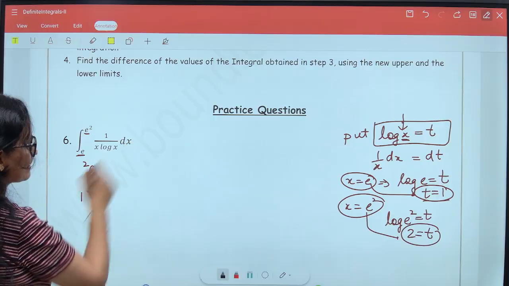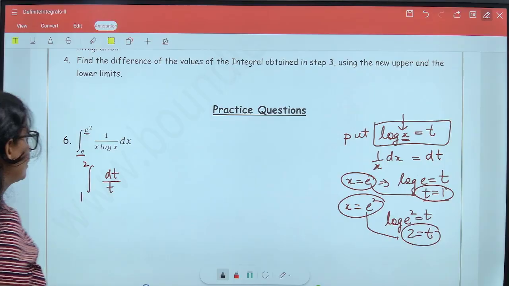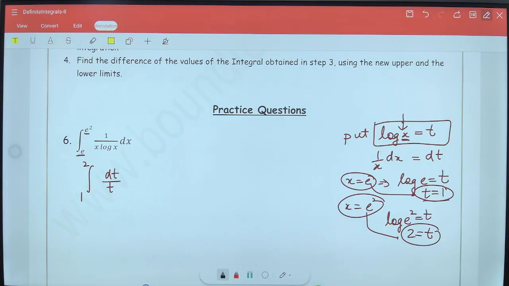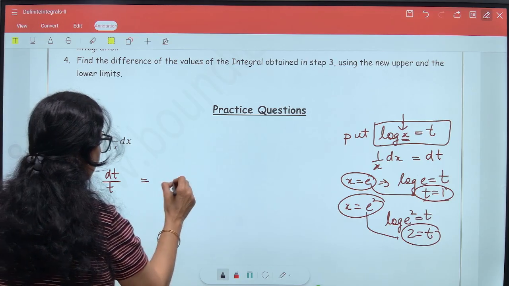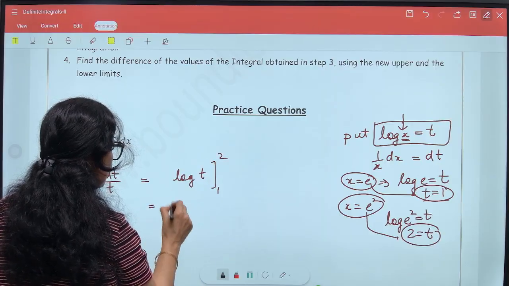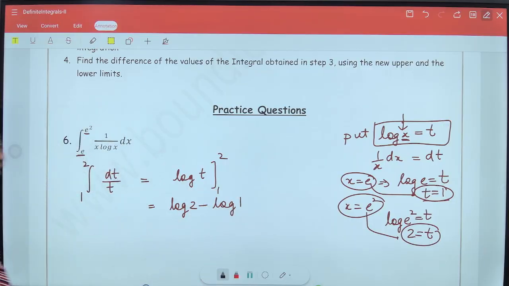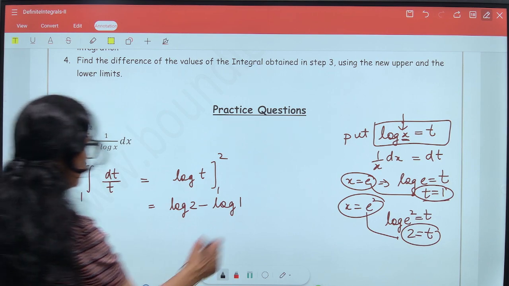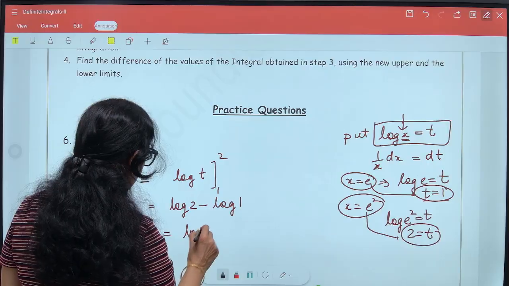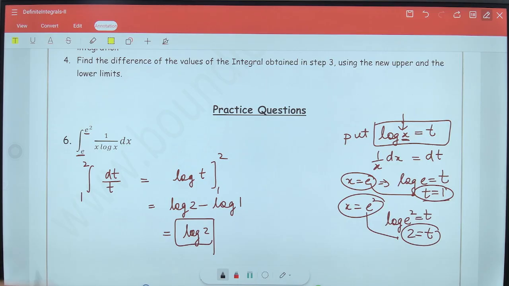Now 1 by x dx can be written as dt, so it becomes dt upon t. Now what is the integral of 1 by t? It is log t. So this becomes log t limited by 1 and 2. So this is equal to log of 2 minus log of 1. Log of 1 is 0, so the final answer is log 2, right? So the only thing that we need to take care of is to change the limits as per the new variable that you have substituted.